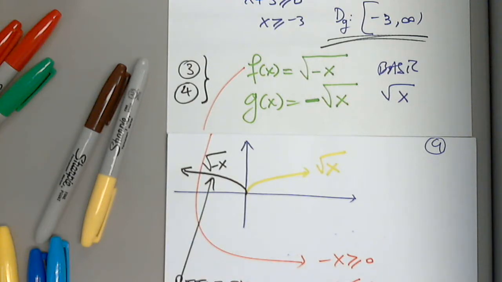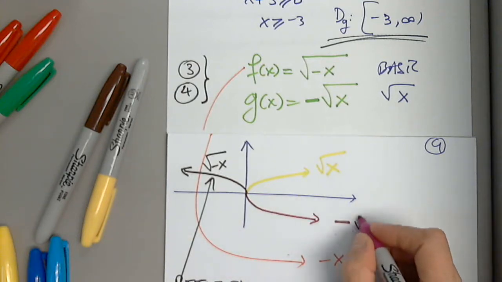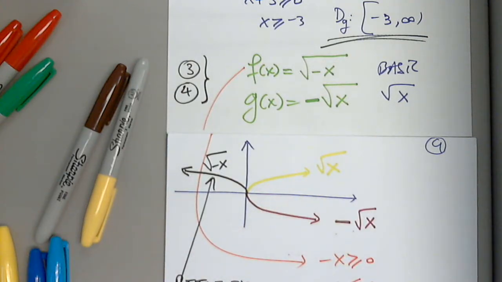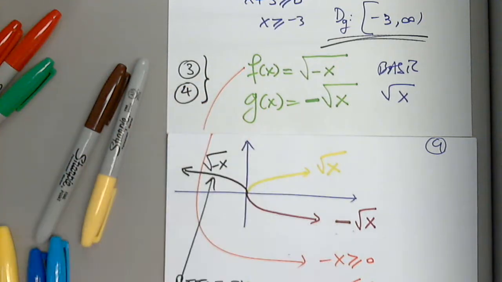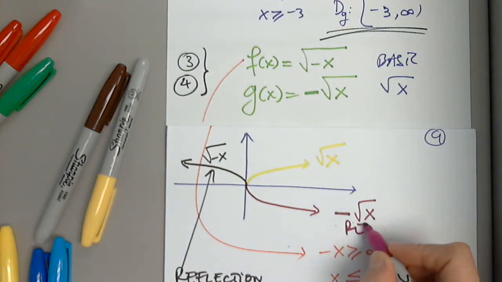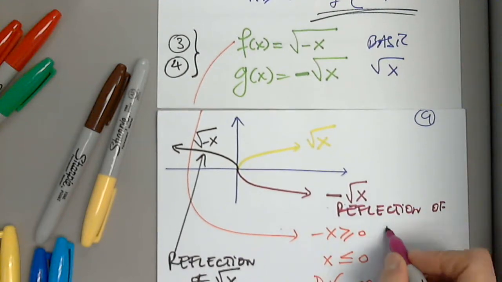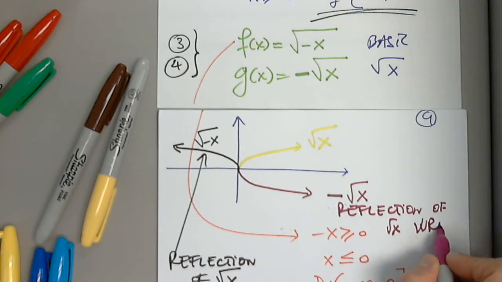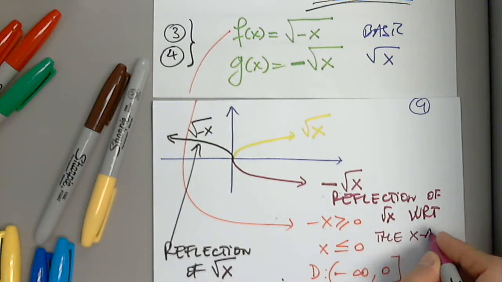Very good. So here's the graph of the opposite of the square root of x. All these positive values change to negative values. So this is a reflection of the square root of x, with respect to the x-axis.